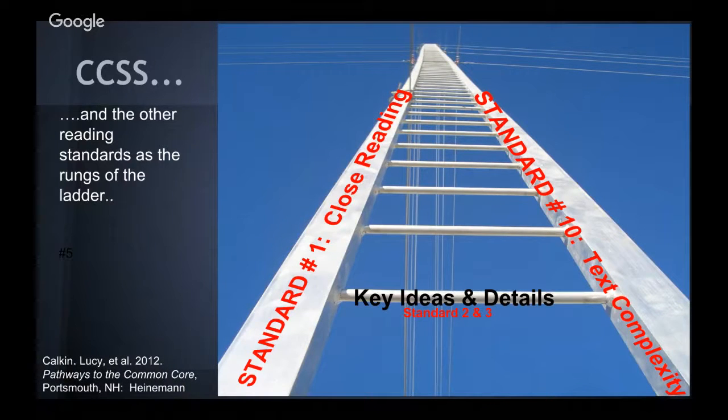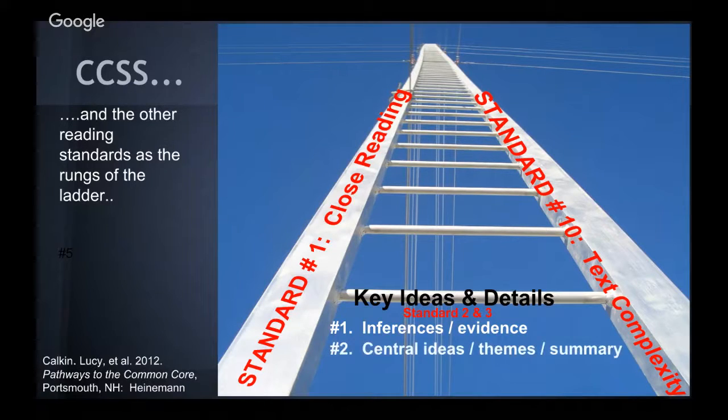So, okay, Jennifer and Sarah, in 2 words, when you think of standard 1, which skills would define standard 1? Inferences and evidence. That one's an easy one. Okay, let's do standard 2. Central ideas, themes, and summary. 3 of them for that one. Standard 3 also has 3 keywords that identify the skills: individuals, events, and ideas.